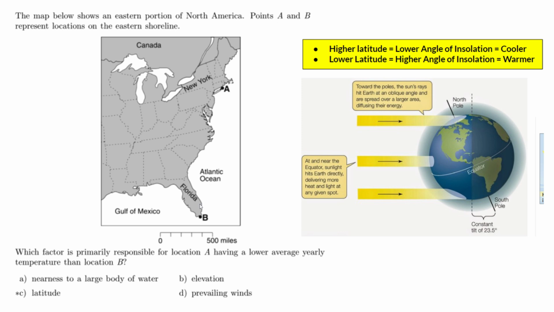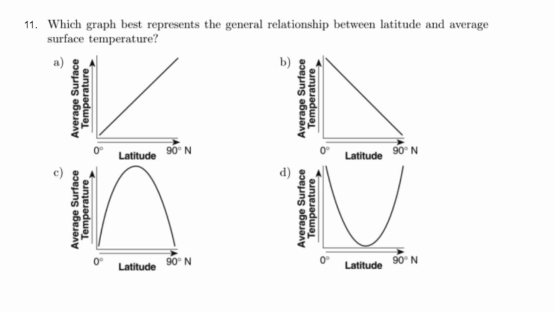They're both by the water. They're both towards the eastern side of North America. So that's why I'm narrowing it down to latitude, although there are other factors to consider that we will talk about. And once again, A is farther from the equator, so it has a lower angle of insolation and it's cooler. And B is closer to the equator, such as Mexico and Florida. Those areas are both closer to the equator, and that's why it has a higher angle of insolation and is warmer. Try 11, pause this video.